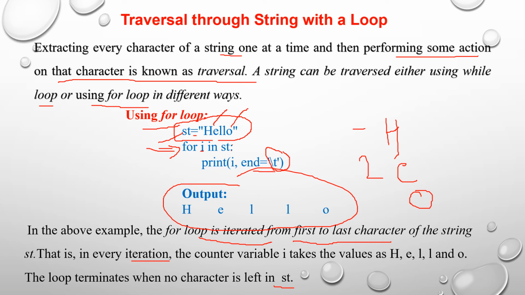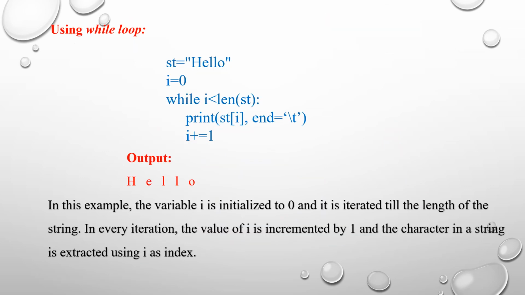After every iteration, we are going to print the value. So h, e, l, l and o. After all iterations, the loop is going to terminate. Let's consider one more example.